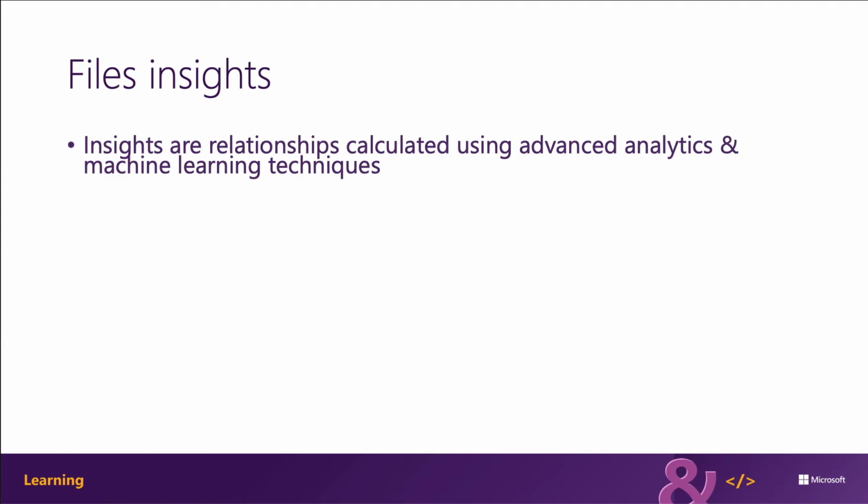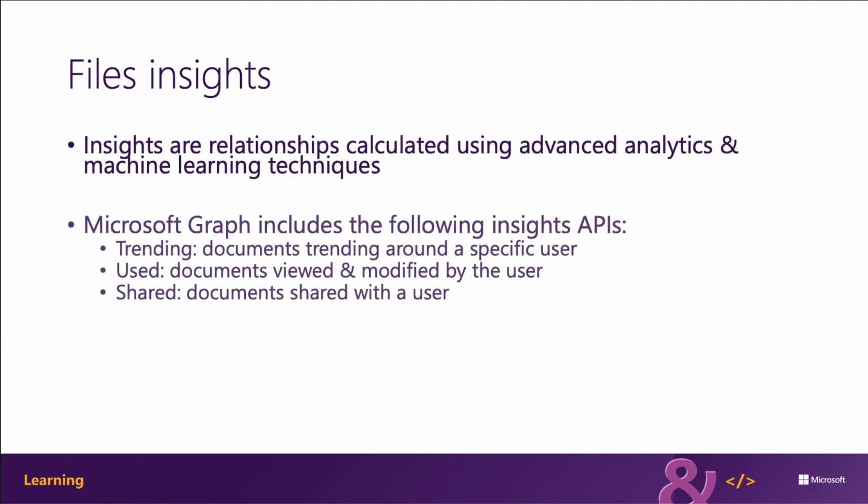The Trending API endpoint returns documents from OneDrive and from SharePoint sites that are trending around the user. The Used endpoint returns documents that are viewed and modified by a user. This includes documents the user used in OneDrive for Business, SharePoint, and opened as email attachments and as link attachments from sources like Box, Dropbox, and Google Drive. And the Shared endpoint returns documents that are shared with a user. Documents can be shared as email attachments or as OneDrive for Business links sent in emails.